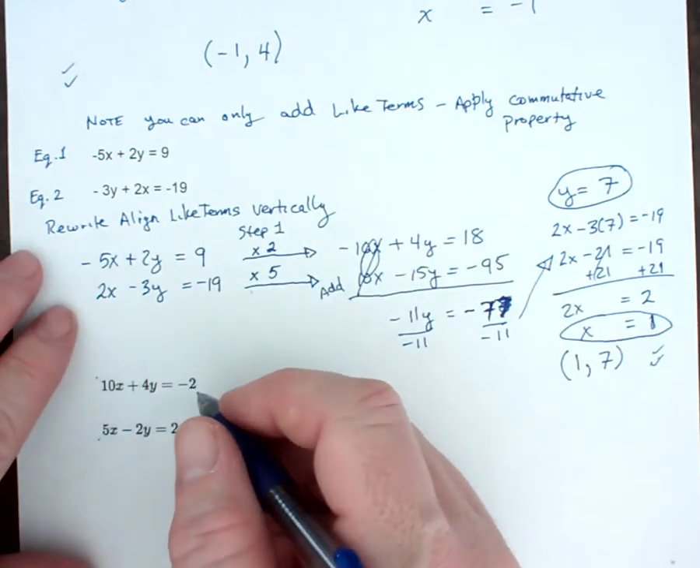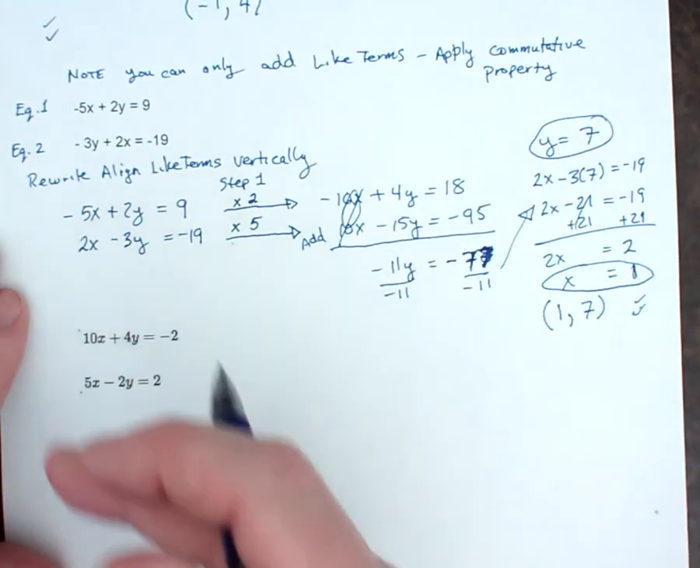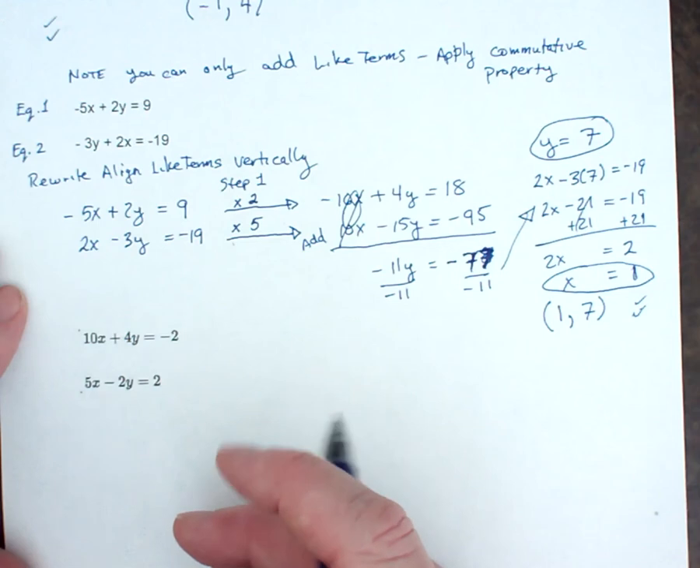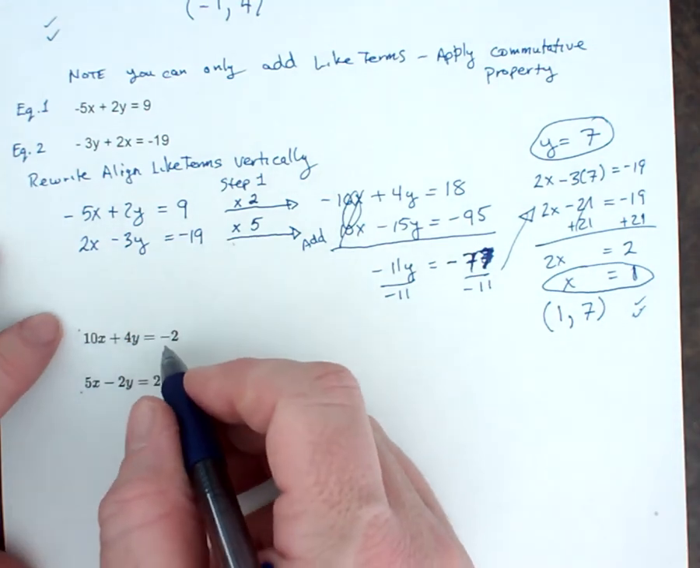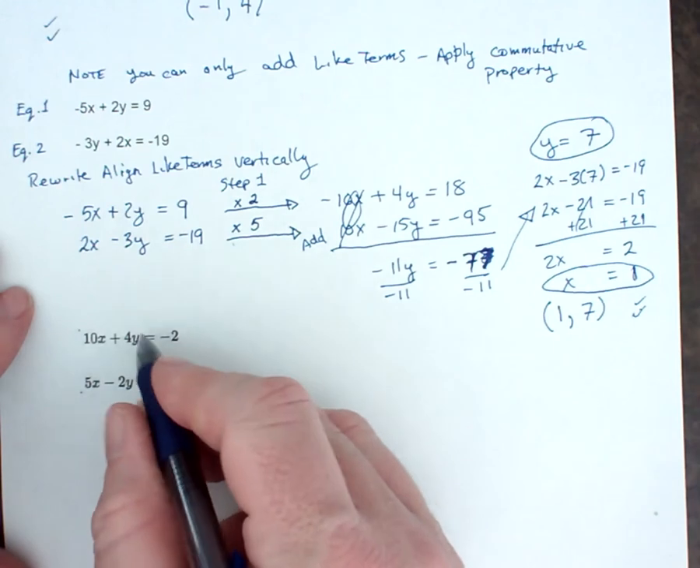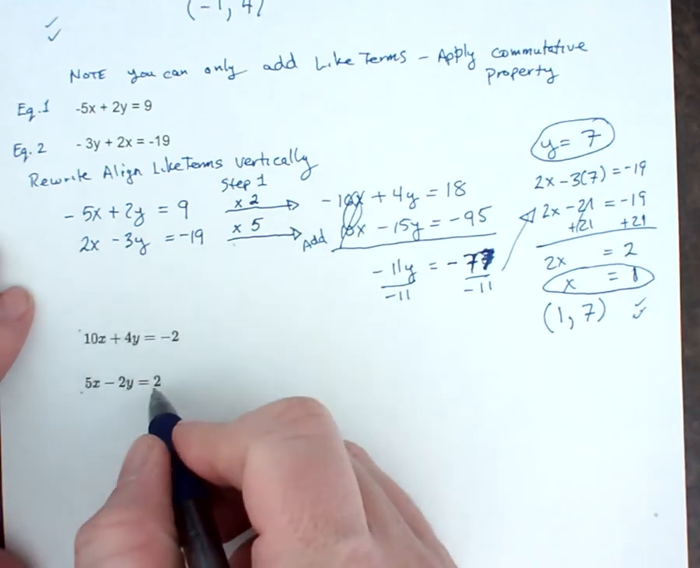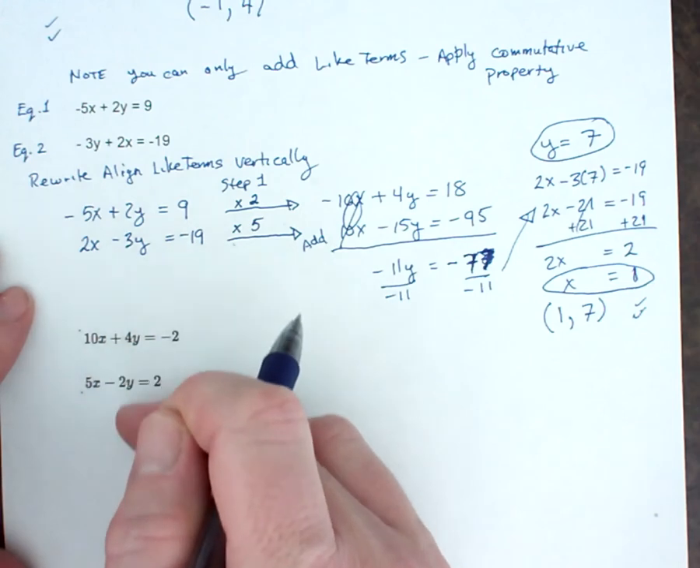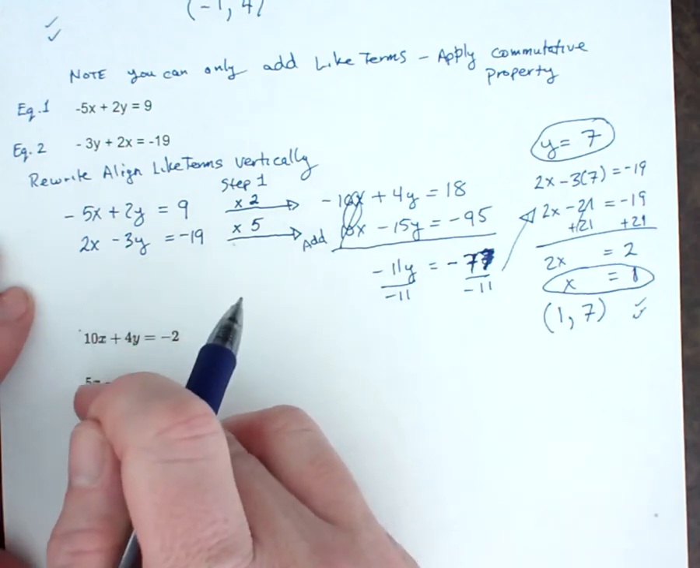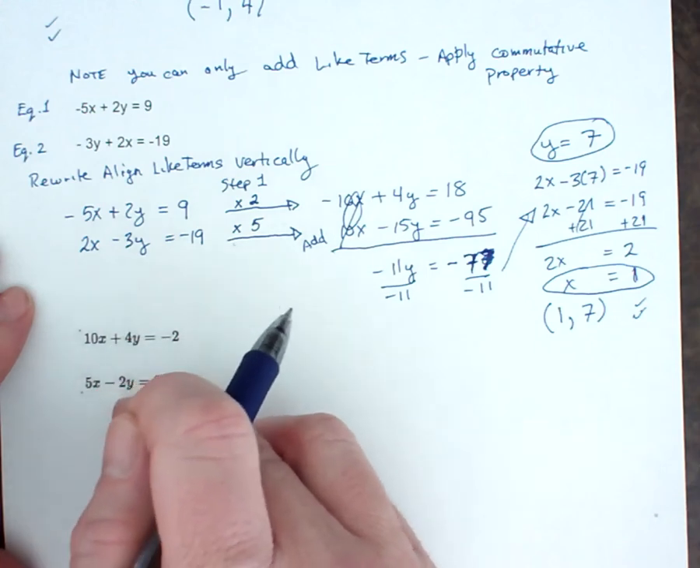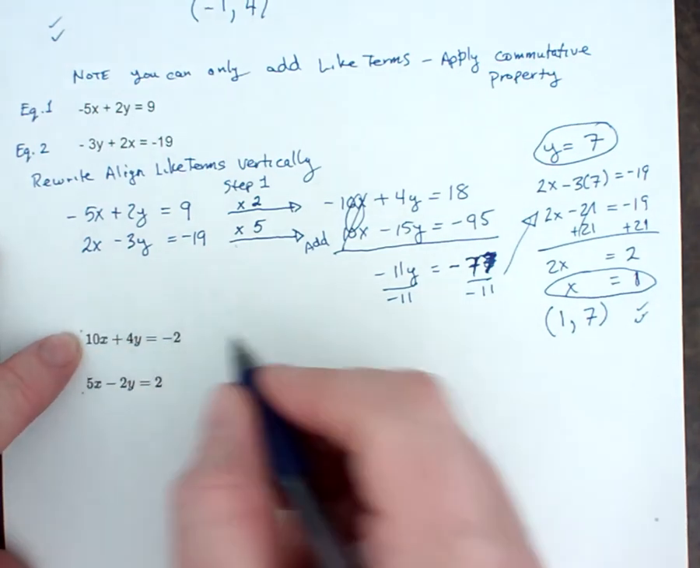Now we have a little harder example. This one we're going to deal with some fractions. And as an 8th grader, that's what you need to do, is to be able to deal with fractions. So I need to manipulate these equations. I can eliminate y by multiplying the second equation by 2. Or I can multiply the bottom equation by negative 2 and eliminate x. I'm going to eliminate y.